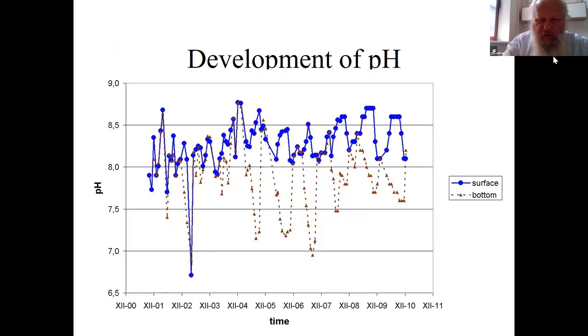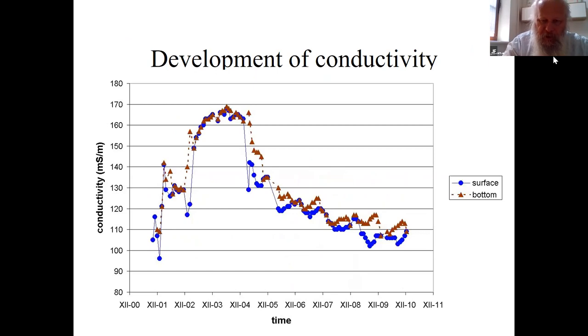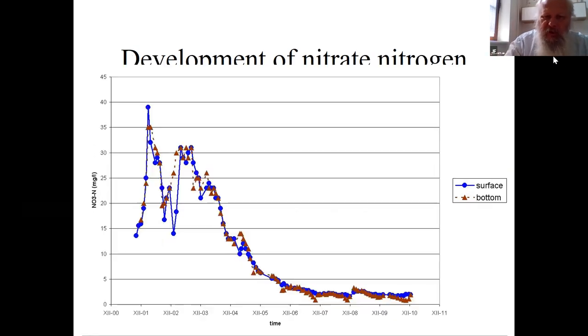The pH, as you see, is close to neutral, and conductivity is higher when the lake is shallower, and then slowly, gradually decreases, because when the lake is shallower, they dissolve this overburden material into the lake, but once more water comes, the conductivity decreases.